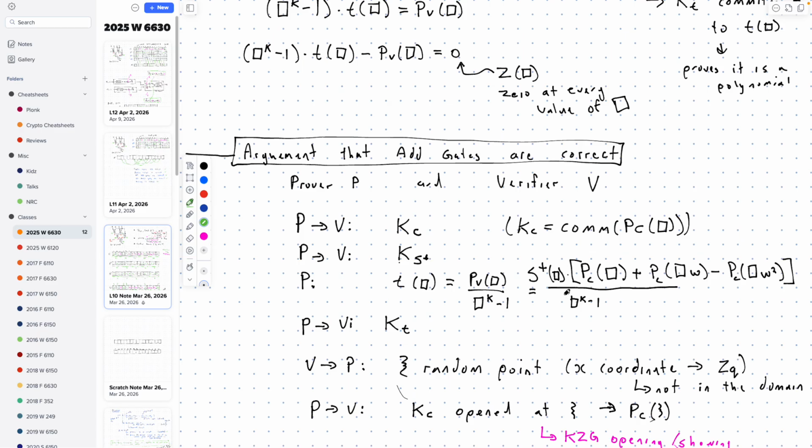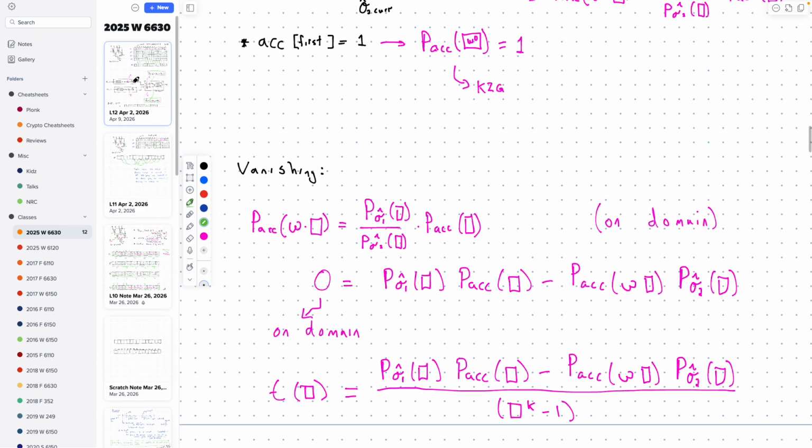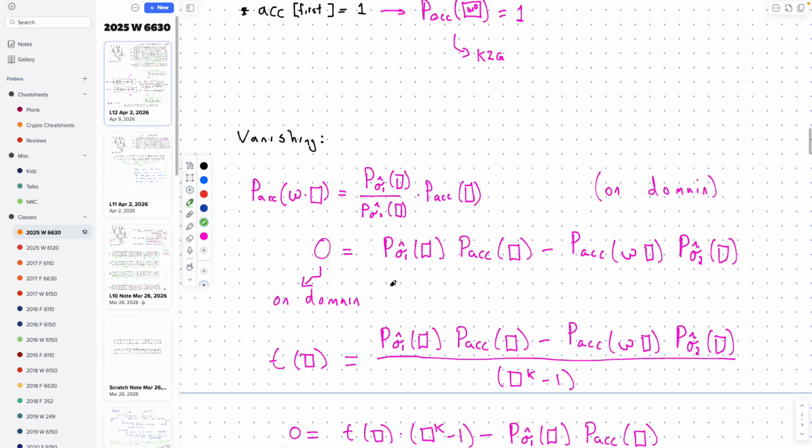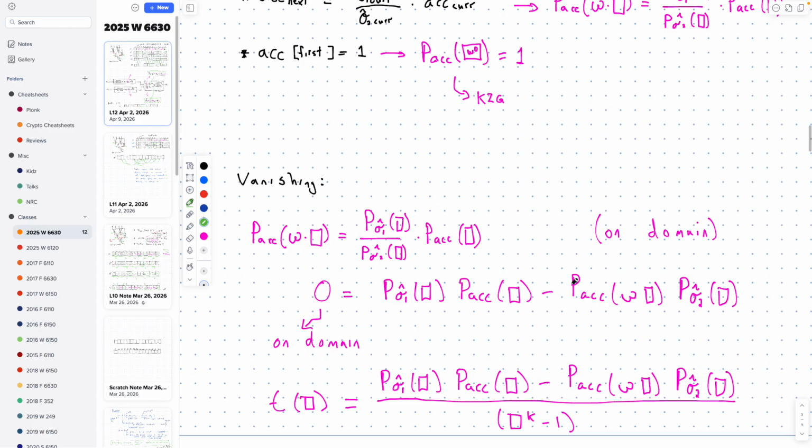And so the trick that we use is we divide it by something that we know is a vanishing polynomial, and that should give us an actual polynomial as a result. Okay, I'll show it to you in this case. When we divide by a variable to the power of k minus 1, are we proving that it's a 0 polynomial that vanishes everywhere, or are we just proving it's vanishing on the domain?